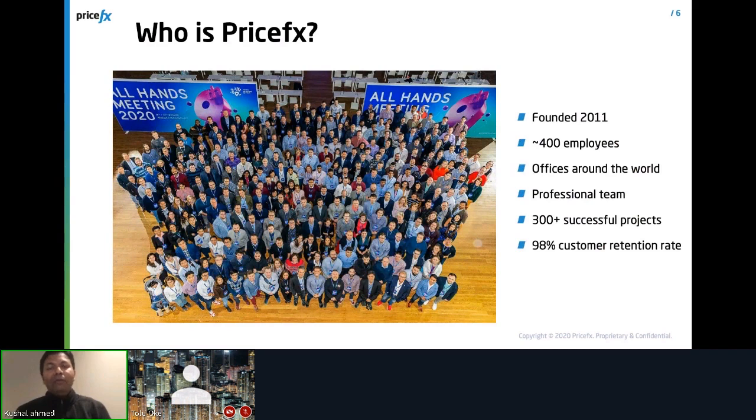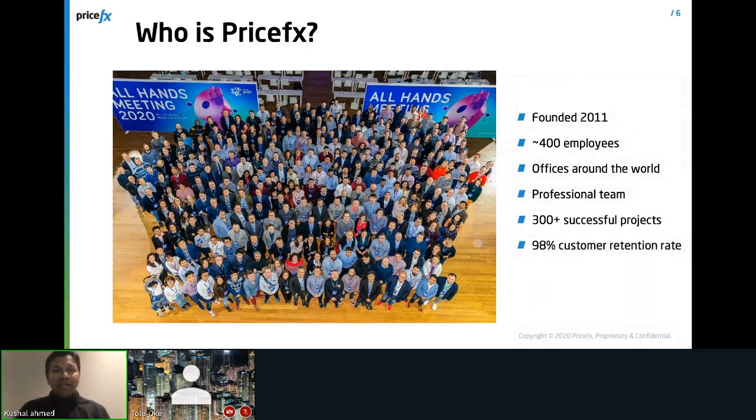Moving forward, we are founded in 2011. At the moment, we have now almost 400 employees, and we have offices all around the world. And we are a professional team, and we have so far delivered 300 plus successful projects with more than 100 customers. And we can claim customers are so happy that they keep expanding their solutions with us. They keep expanding their pricing requirement with our modules, and that's why our customer retention rate is pretty high.